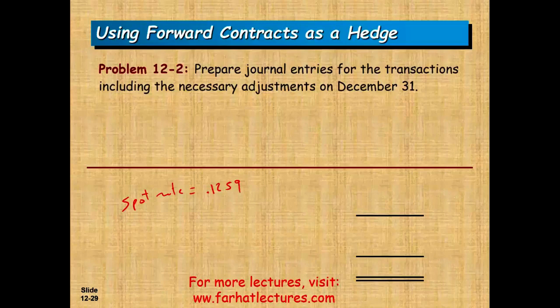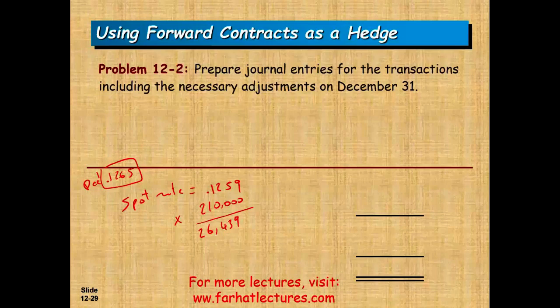The spot rate when I entered the transaction on December 1st was 0.1265. Now it's 0.1259. So what does that mean? It means right now when I adjust my payable, if I take 210,000 times 0.1259, I will find out that my payable should be adjusted to 26,439.